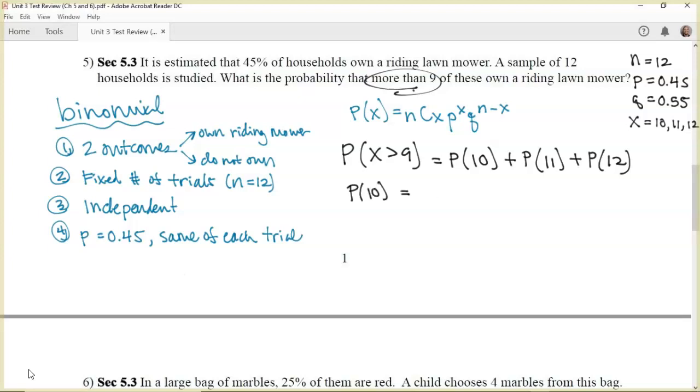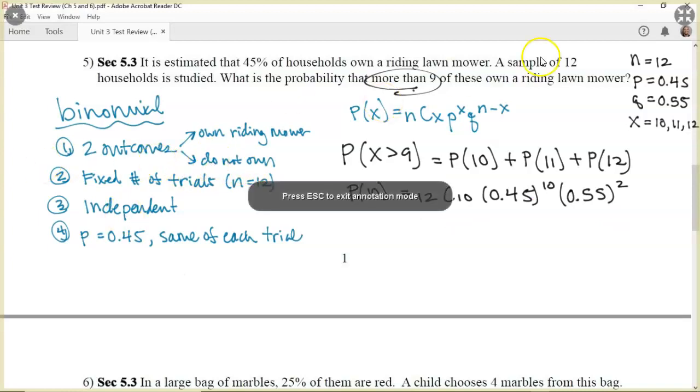So to calculate the probability of 10 riding lawnmowers, well, that's 12 choose 10, and then 0.45 to the 10th power and 0.55 to the second power. If we remember that the two values in the parentheses, my p and my q, have to add up to 100% or 1, and then my exponents have to add up to 12 because it's 10 individuals with a riding lawnmower and 2 households without a riding lawnmower. And then this is just a value that we would be able to calculate.